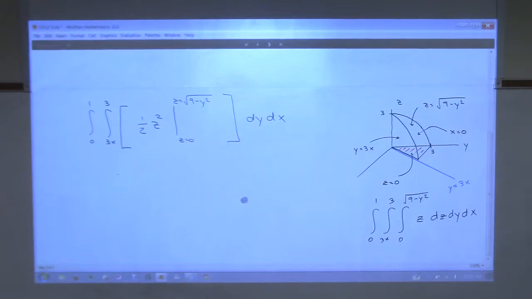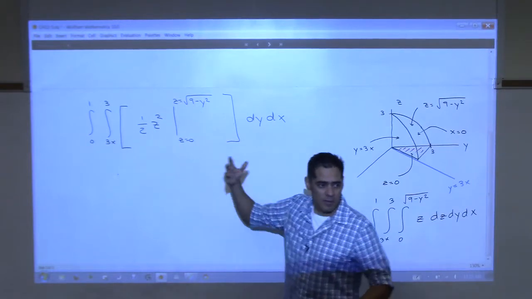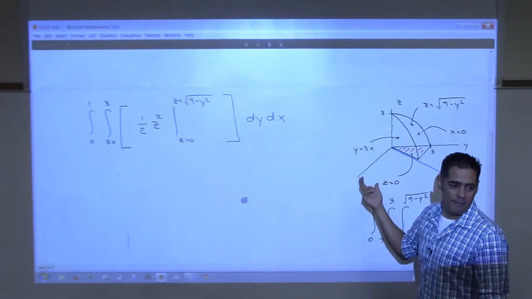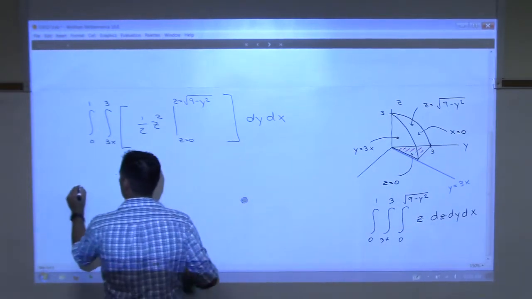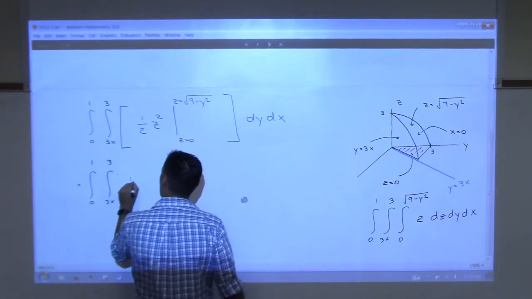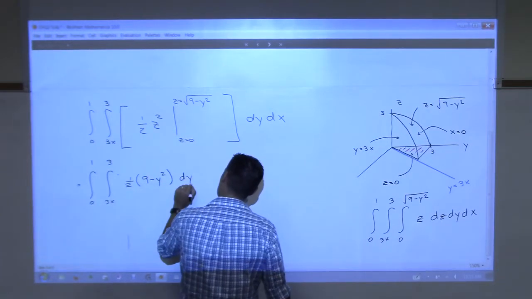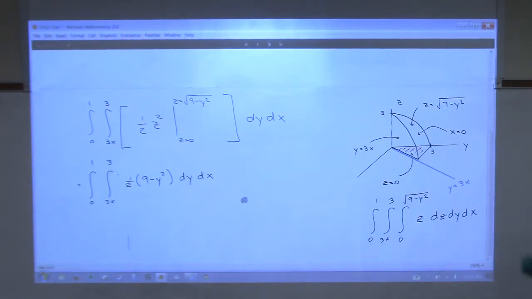So when we plug in for z, when we replace this in here, that's good, right? Because the square and the square root, that's going to go away. So you're just going to have 1/2 times 9 minus y squared, in parentheses. And then when you plug in 0, it's gone. So that's good. I like that. So this is equal to integral 0 to 1, integral 3x to 3, 1/2 (9 minus y squared) dy dx. That 1/2 is a constant, right? That can come out of both integrals out to the front, right? Let's go ahead and do that.